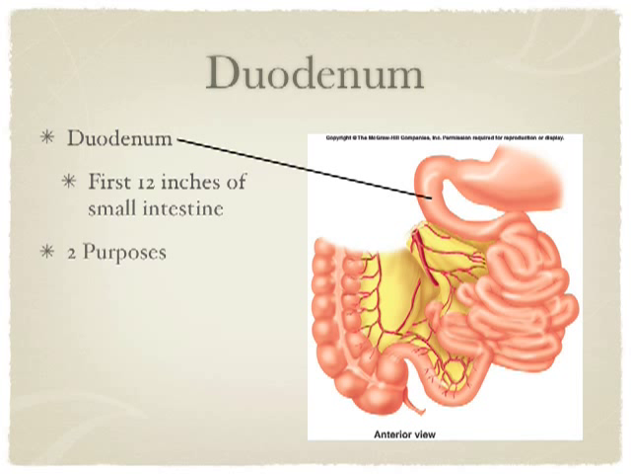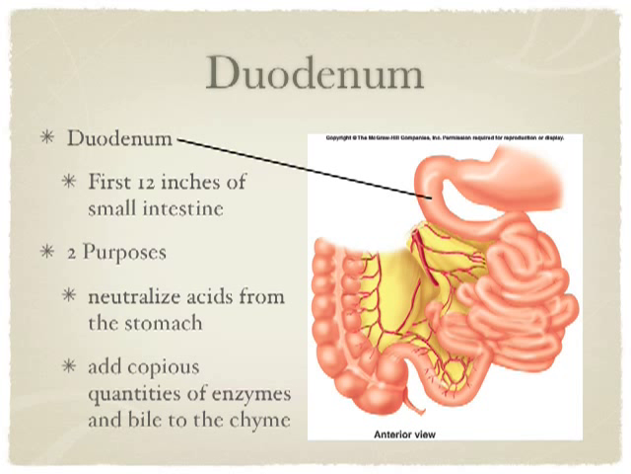There are two major purposes for this beginning of the small intestine, and the first is to neutralize all those acids from the stomach. And so a lot of different fluids are added to the chyme at this point, which do neutralize those acids. Brings the pH up closer to a pH 7. Also here, very large quantities of enzymes and bile from the liver are going to be added to this chyme.